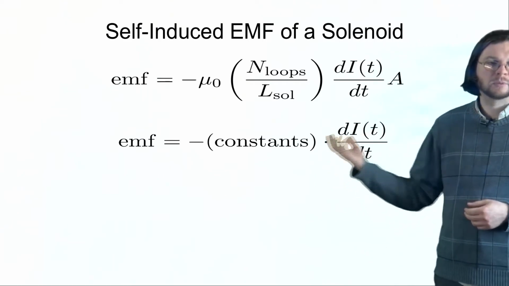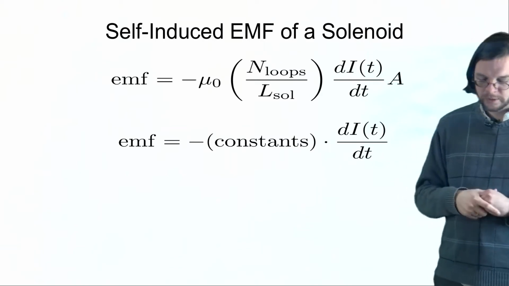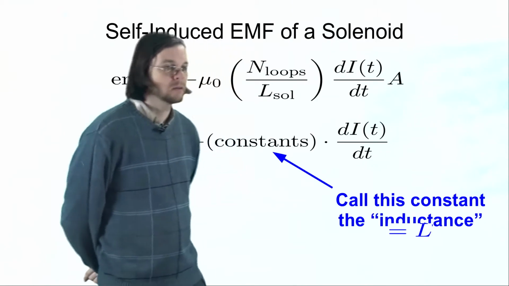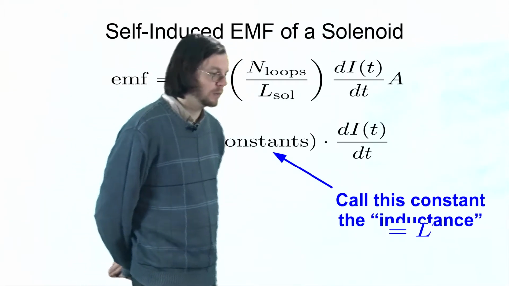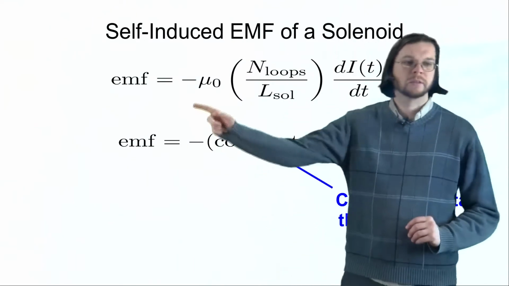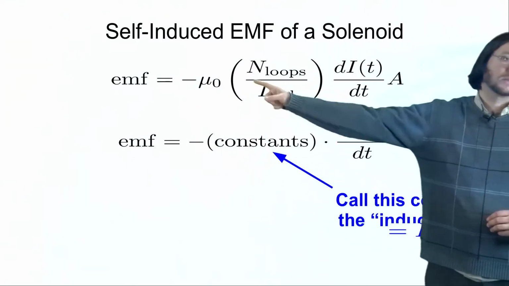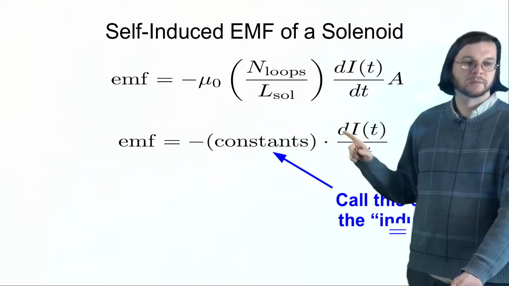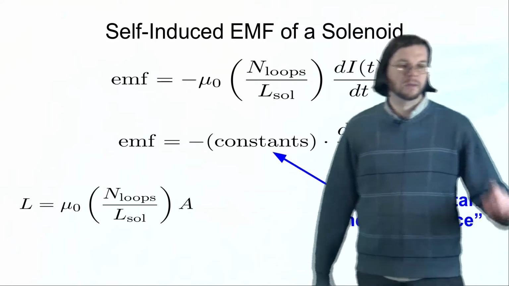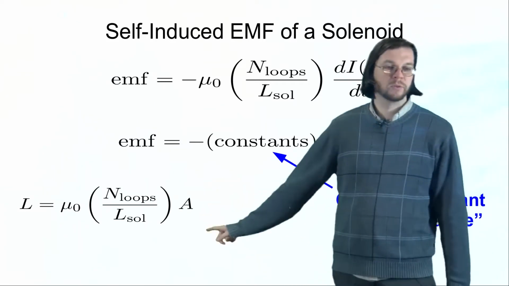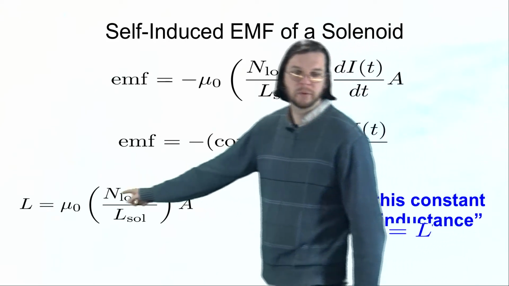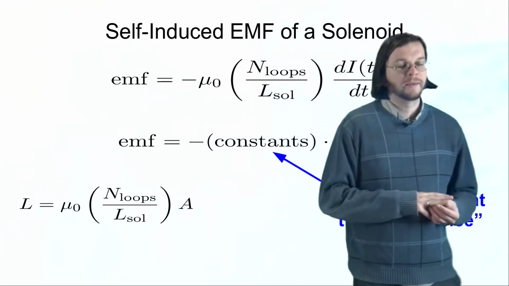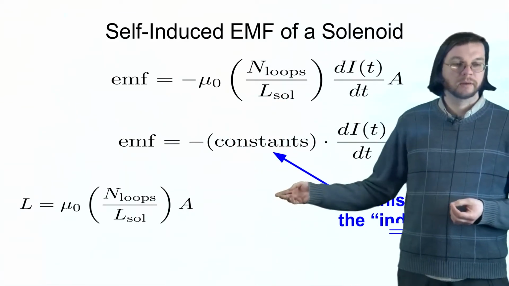And what we typically do is say, all right, well, these constants, we're going to give them a name. We're going to call that the inductance, and typically we use the letter L to indicate the inductance. So if you look at this expression, constant, constant, constant, that means that the inductance of a solenoid would be this, right? It's the area of the solenoid, the number of loops divided by the length of the solenoid, times the magnetic permeability. So if you put iron inside of it, you might want to change that to the value for iron. But that's what you get.